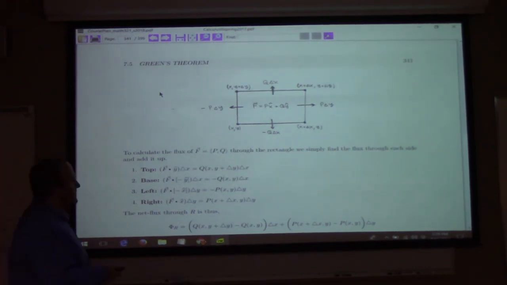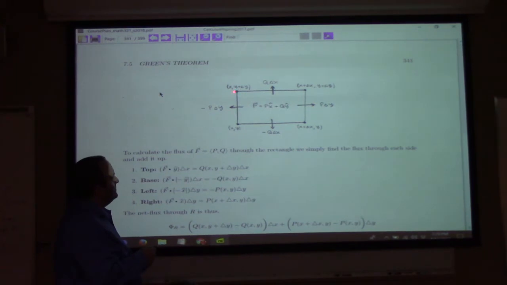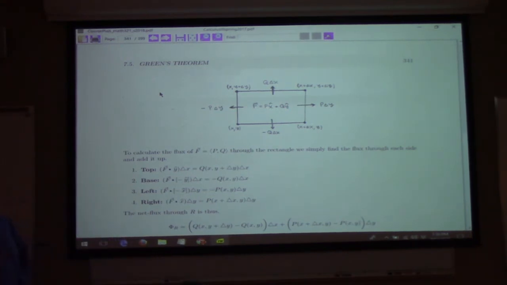So here's the idea. We're going to look at a little rectangle, all right? And we're going to try to decide what is the flux of this vector field F, which we could write as P x hat plus Q y hat, through this little rectangle. To calculate the flux through each side, we just have to calculate the component that's actually piercing the side, lining up with the normal, and then multiply by the length of the side, because that's how we get the flux.